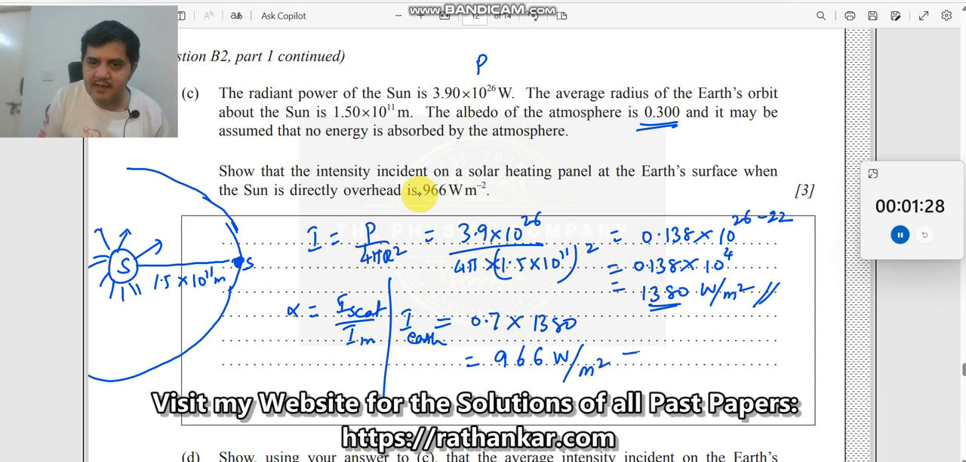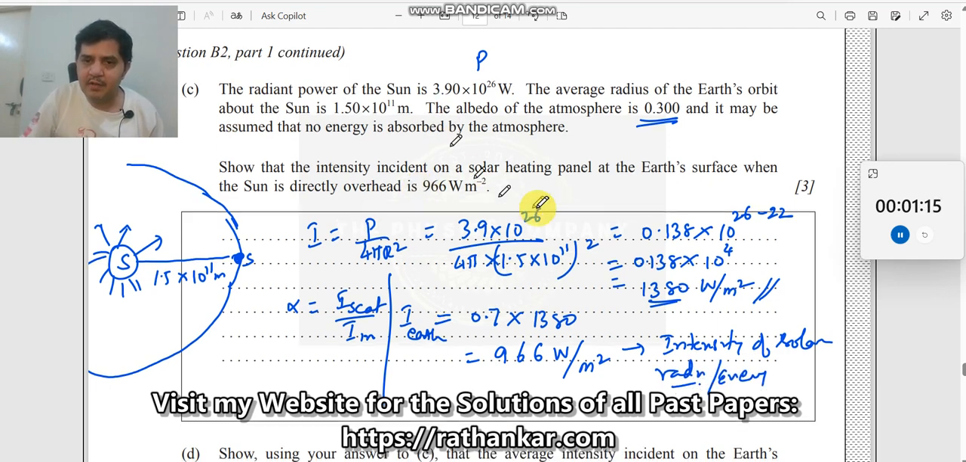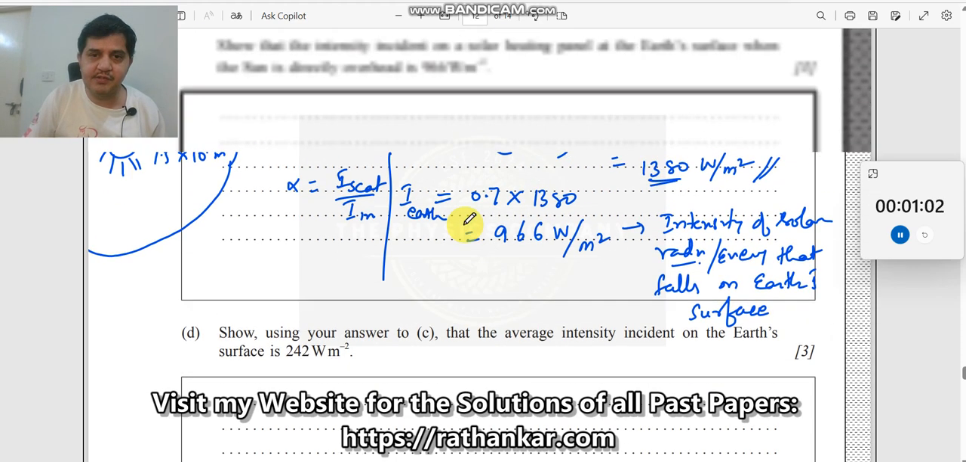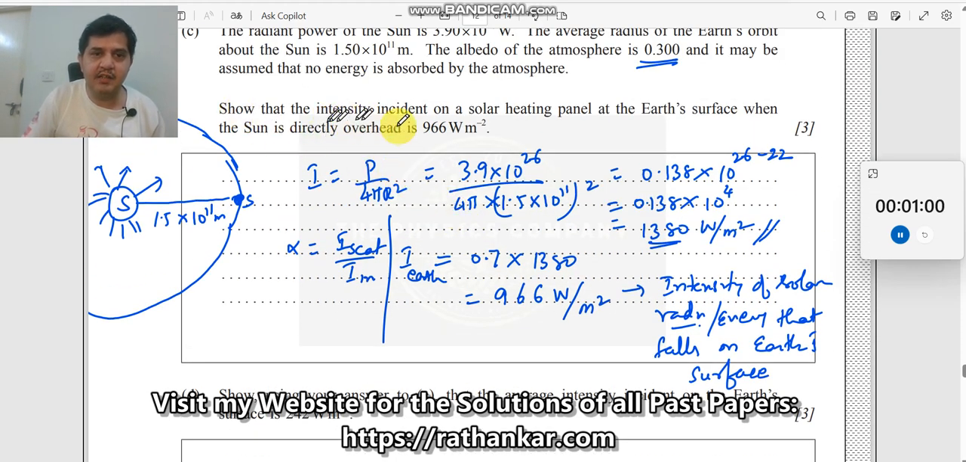966 watt per square meter is the intensity of solar radiation or energy that falls on Earth's, which one? Not atmosphere, surface. You got this now. Okay, what is the question? Read the question again. Show that the incident intensity on a solar heating panel. Where is the heating panel kept? It's on the Earth's surface, right? So whatever falls onto it is equal to so much. Okay, you got this. Done.